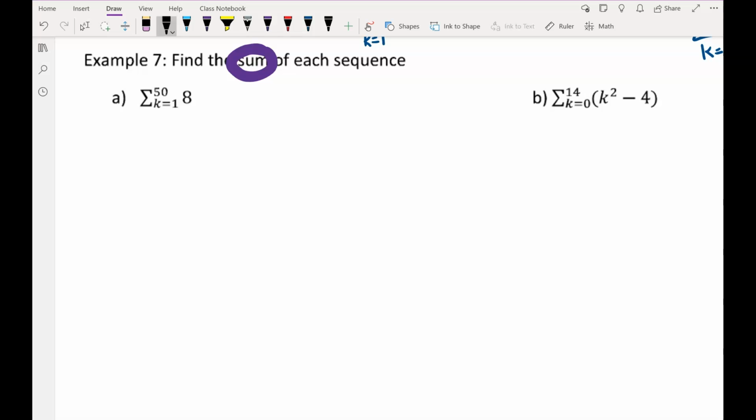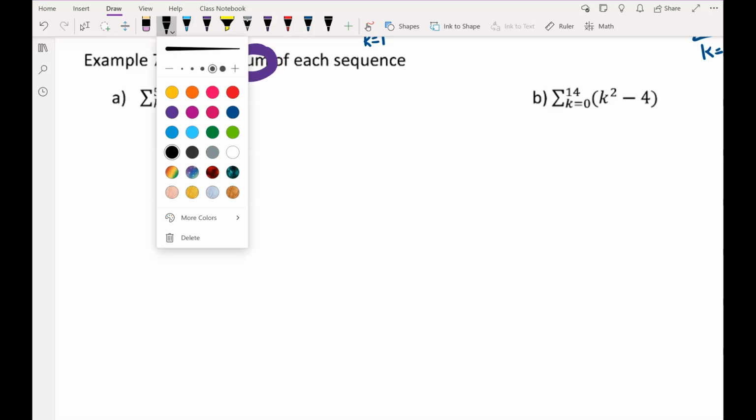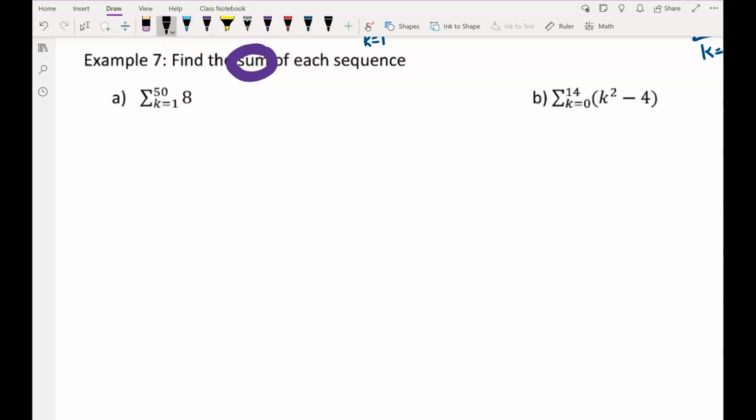Okay, so that one's super thick, isn't it? Let's see. Okay, so for this one, when k equals 1, I have 8. So I need to add that. When k equals 2, I have 8, because it doesn't change, it's a constant. When k equals 3, I have 8. So I'm going to keep adding 8, guys, all the way to my last k, which is 50. Well, guess what? I'm not going to sit here and add 8 like 50 times.